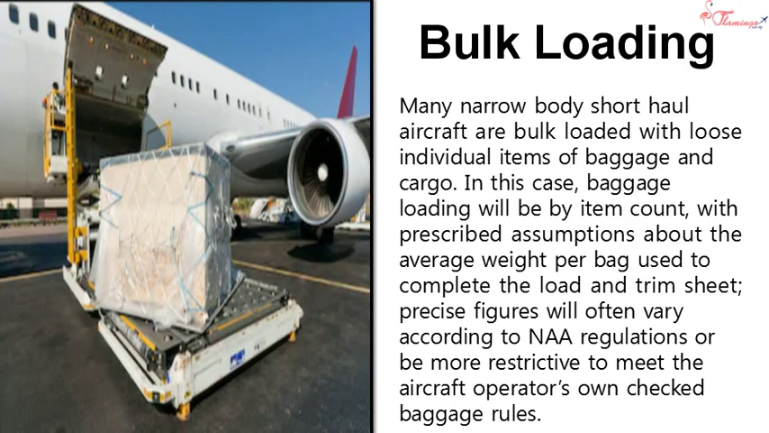Many narrow-body short-haul aircraft are bulk-loaded with loose individual items of baggage and cargo. In this case, baggage loading will be by item count, with prescribed assumptions about the average weight per bag used to complete the load and trim sheet. Precise figures will often vary according to national regulations or be more restrictive to meet the aircraft operator's own checked baggage rules.